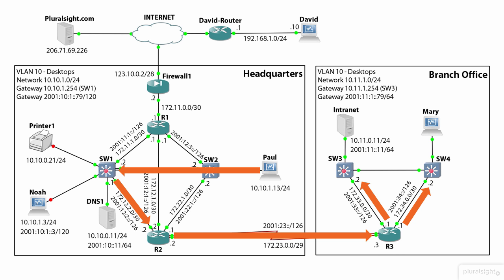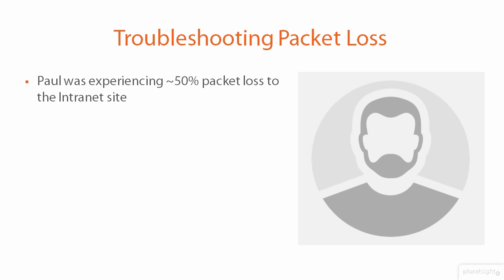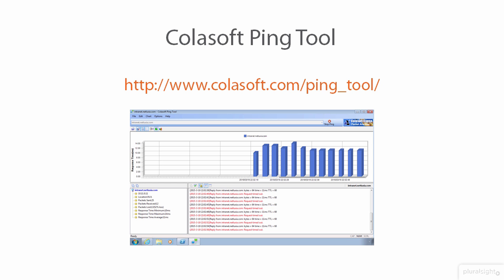So we've definitely isolated the problem to a layer 3 issue, but as yet we don't know the cause. But before we get too far ahead, let's take a step back and review what we've done so far with Paul's problem. Initially, we observed that Paul was experiencing 50% packet loss while pinging the intranet site. We used the ColaSoft ping tool to visualize the packet loss and ping response times from Paul's computer to the intranet site. Ping tool is a great tool for when you're dealing with a network latency issue or when you just want to monitor performance over a period of time.